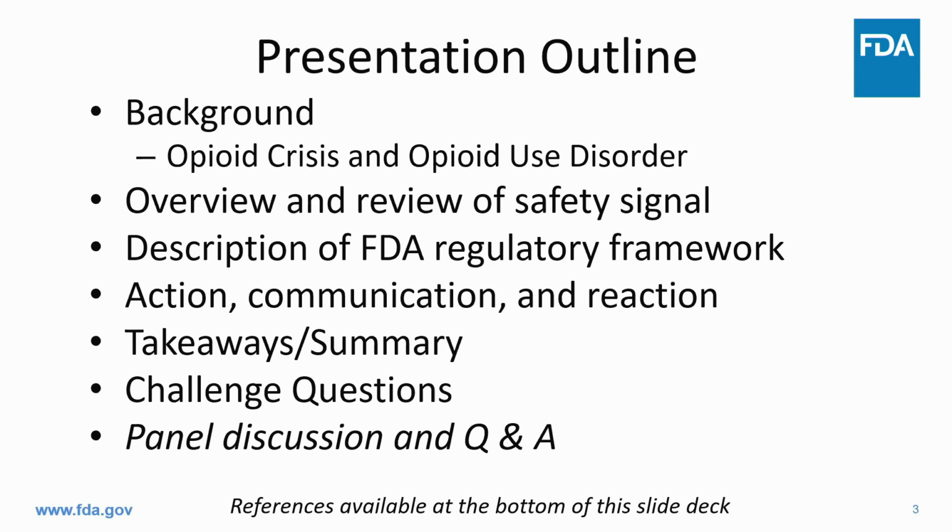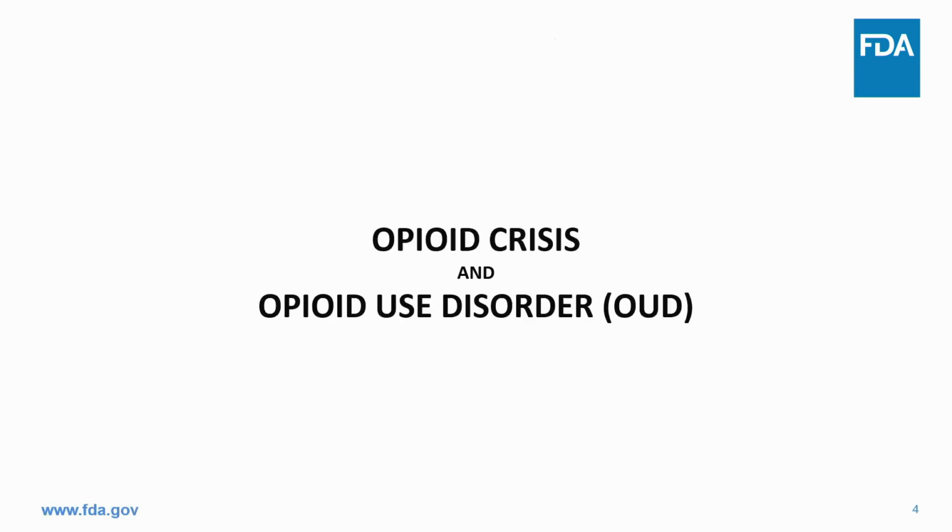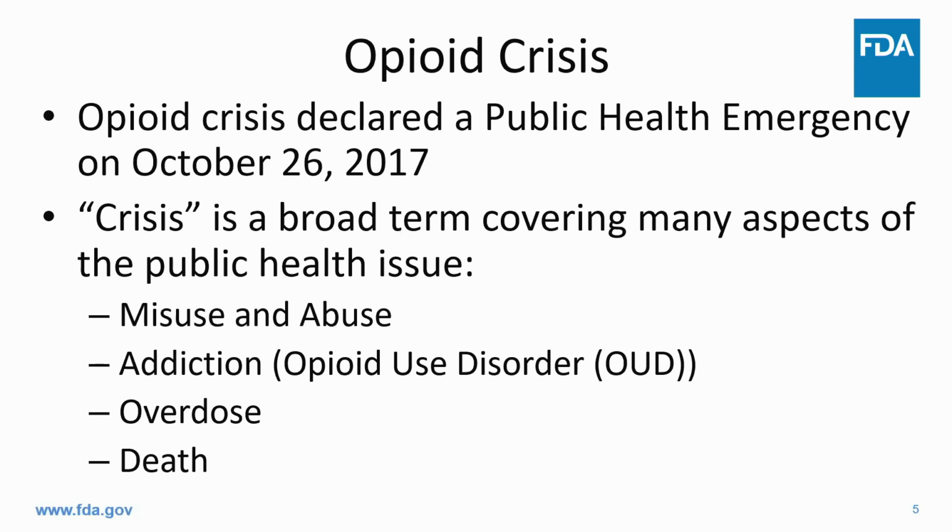So let's get started. The first topic, the opioid crisis and opioid use disorder. The first line on this slide might surprise you, because the opioid crisis, as we know, has been going on for decades, but it was only declared a public health emergency in 2017. You're going to hear me use the word crisis. If you watch the news or read articles about this topic, you will often hear it referred to as the opioid epidemic. I prefer using crisis. I feel that epidemic is more closely associated with infectious disease, but really they're synonymous.